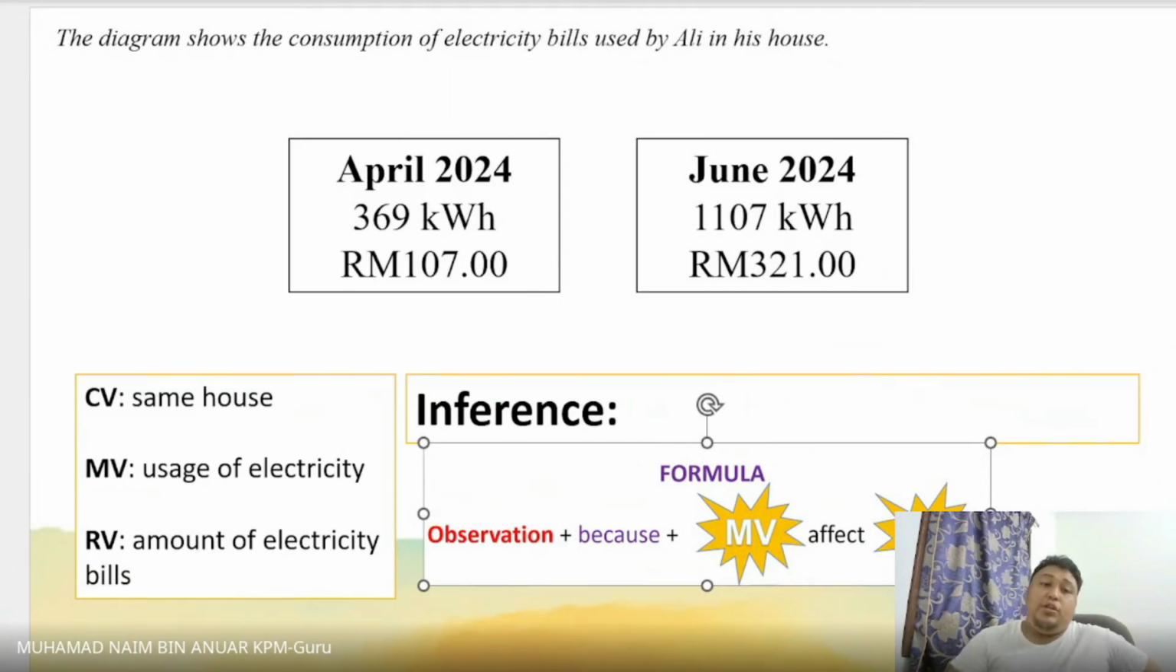Joanna, use the formula I gave. Observation first because MV affects RV. I wrote there what is MV, what is RV. Give me the observation like I did. Come up with your own words.